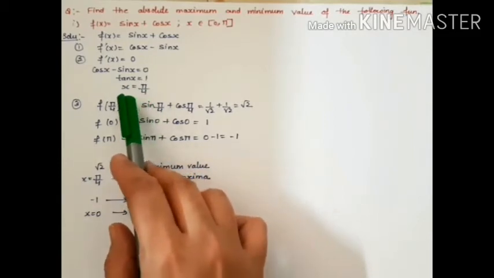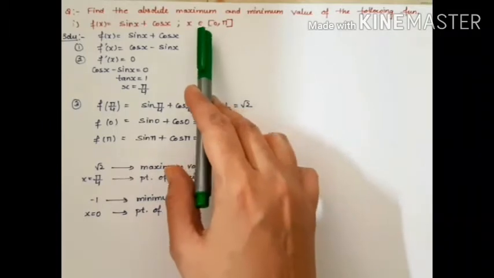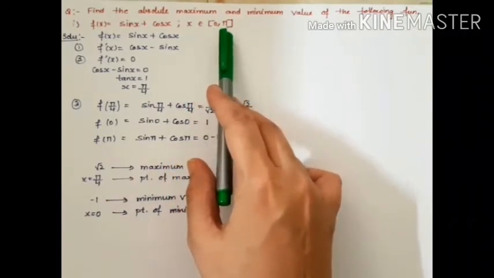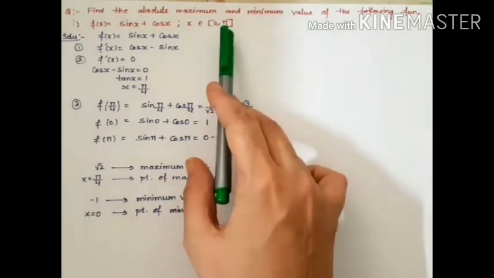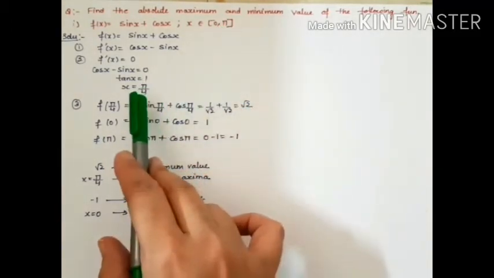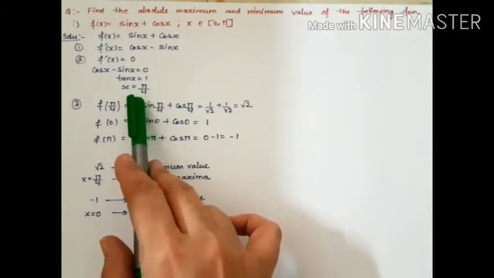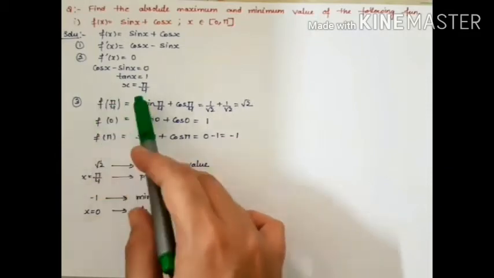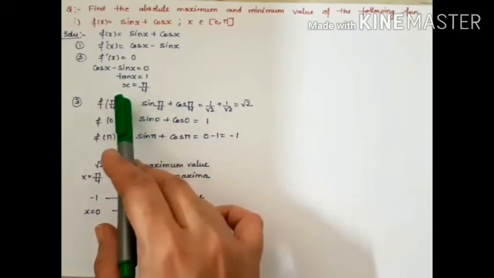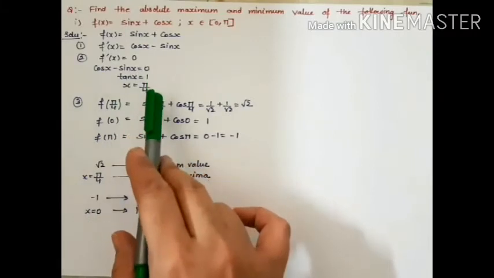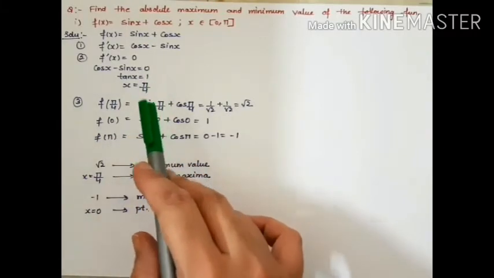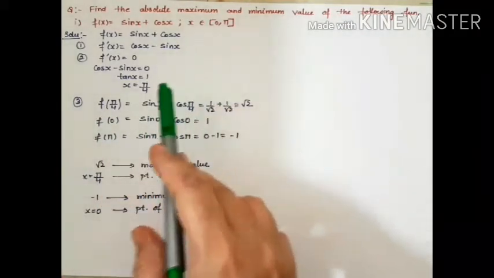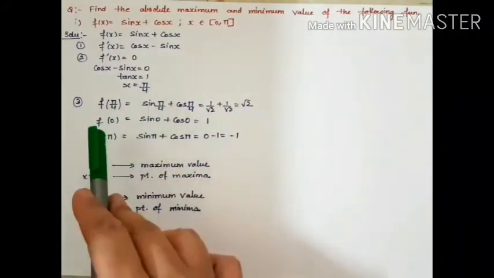Now why have I taken only pi by 4? Because the values of x can vary from 0 till pi only. So only one angle is possible within this interval which will satisfy our equation, that is pi by 4. Had there been more possible angles which satisfy my equation, then I would take care of all those. Like in the previous question, we were getting 4 critical points. But here, because of the interval, we are getting only pi by 4.